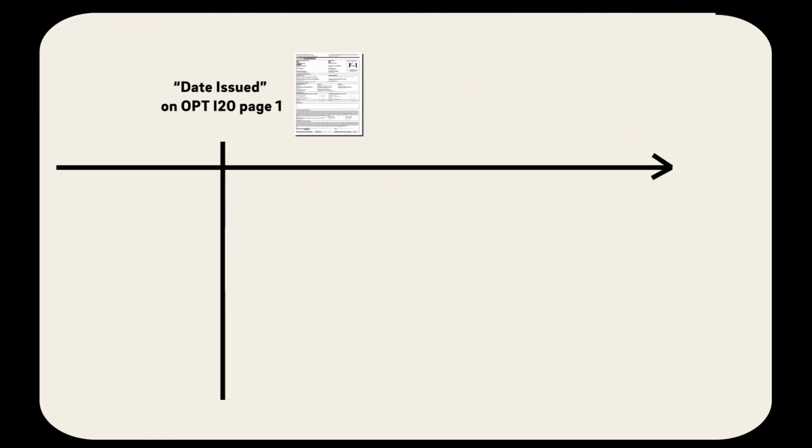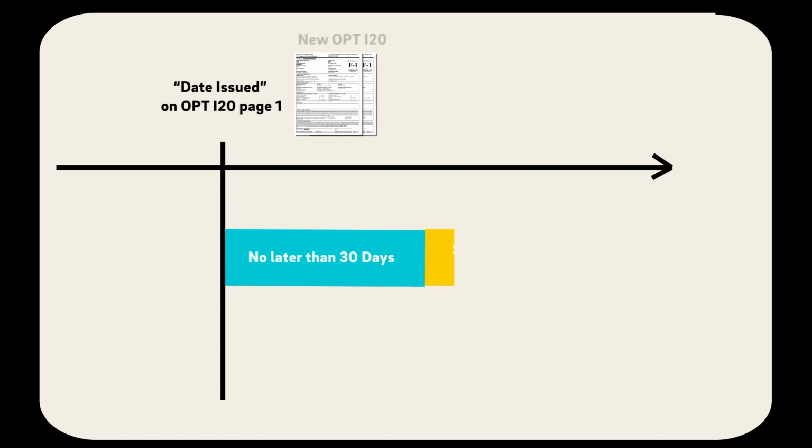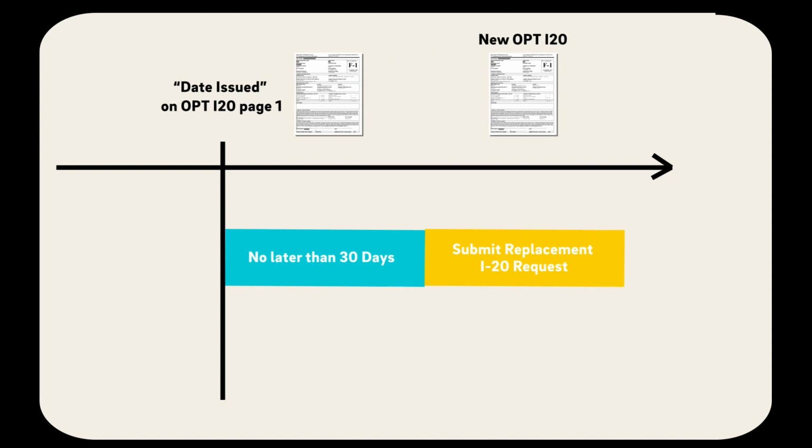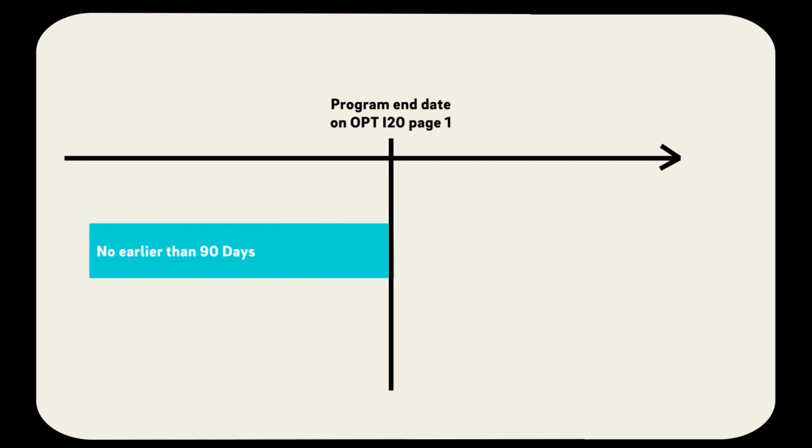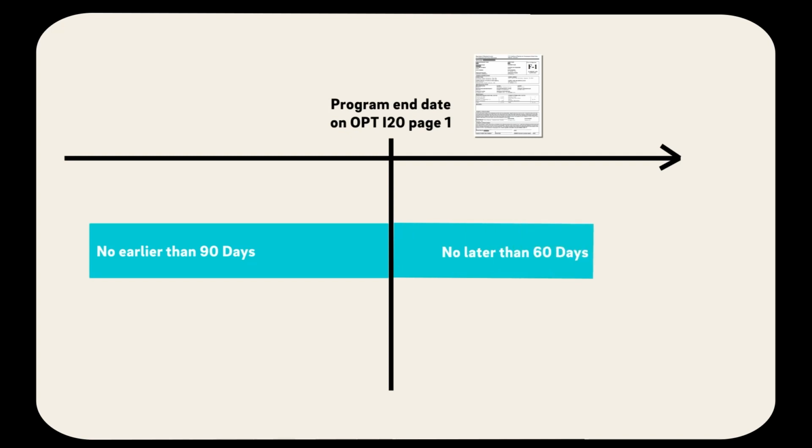3. USCIS must receive your OPT application no later than 30 days from the date issued on page 1 of your OPT I-20. If you need to restart this 30-day window, please submit a replacement I-20 request in iPortal. 4. USCIS must receive your OPT application within your 5-month eligibility window. This means no earlier than 90 days before your OPT I-20 program end date, which appears on page 1 of your I-20, and no later than 60 days after your OPT I-20 program end date.